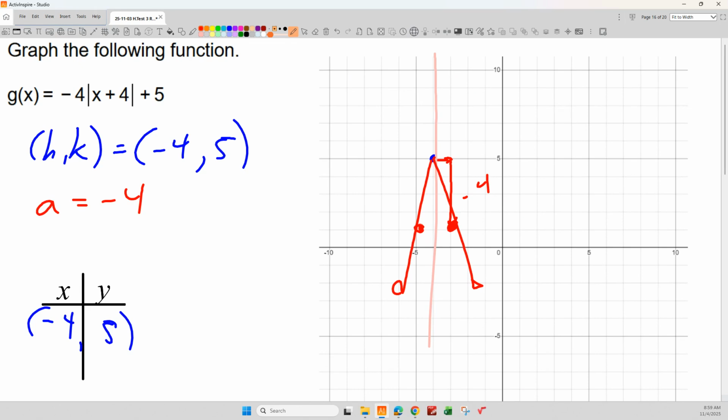Or if you would rather use a t-table, just pick a value like 1 to the right of that. So how about -3? If I plug -3 in, -3 plus 4 is 1. Absolute value of 1 is 1 times -4 is -4 plus 5 is 1. Right? Either way. Either way. Okay.